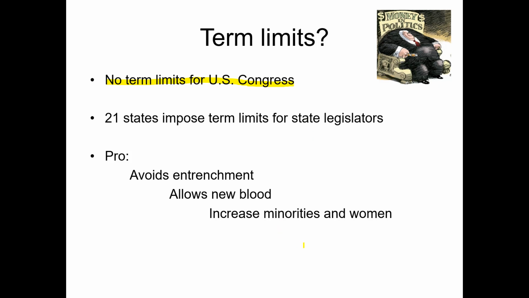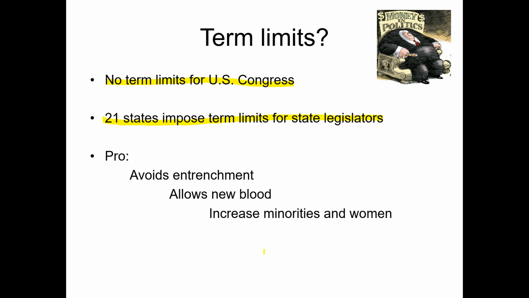For one, you could imagine that the congressmen would have to approve this, which means they would literally be passing a bill that would be putting them out of a job. That's not real rational. But at the state level, there have been 21 states that have imposed term limits on their state legislatures.